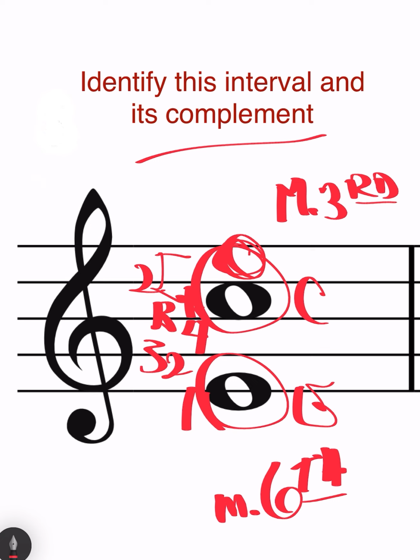Basically what you're doing is you're flipping the interval and looking at what the two intervals end up being inside of the octave, and that's what a complement is. So thirds and sixths are complements, fourths and fifths are complements, sevenths and seconds are complements, and if you start with a major interval, the complement will be a minor interval and vice versa. And so that's how that works.